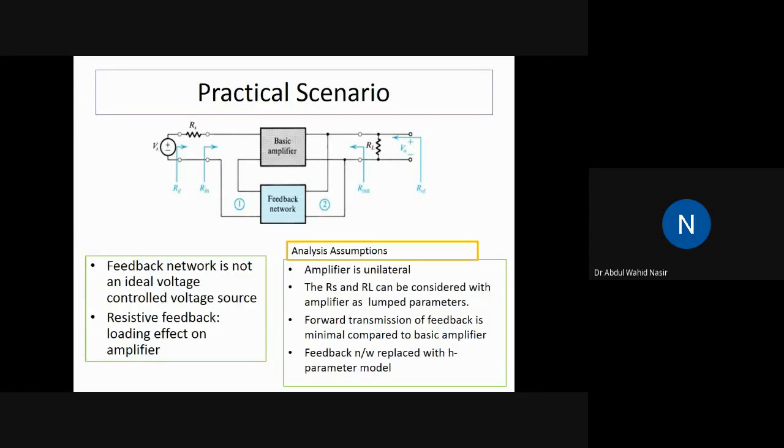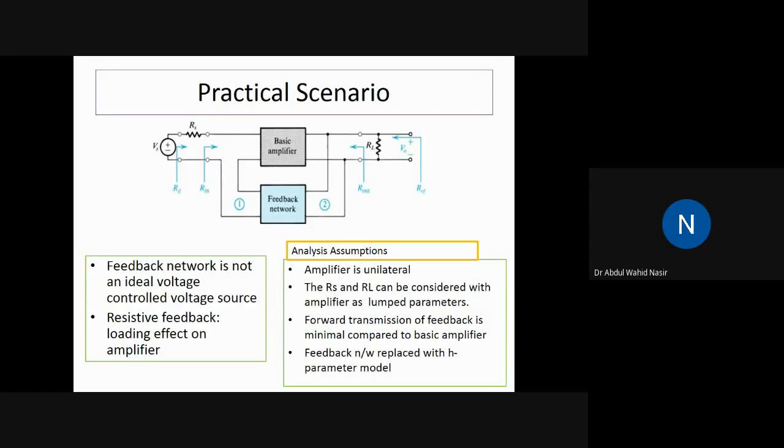Actually, we know that the shunt feedback amplifier doesn't work as an ideal voltage controlled source. The reason is the loading effect, due to the resistive type of feedback we are having. Since we have the resistive feedback, the loading effect is there, and that in turn is going to affect the values of A, Ri, and R naught. So we will see how it is going to affect those values.